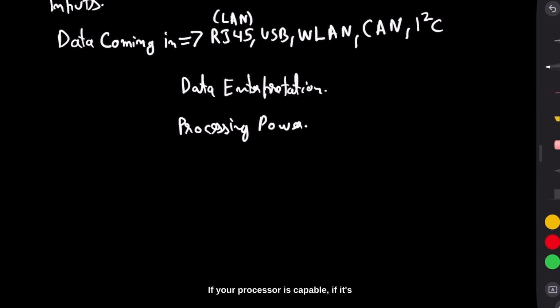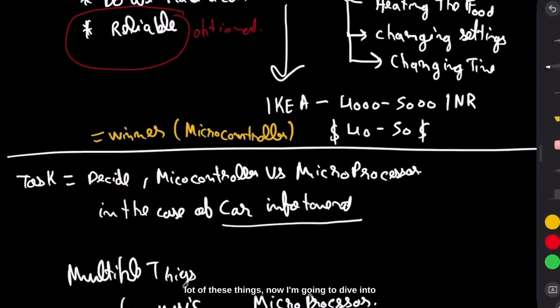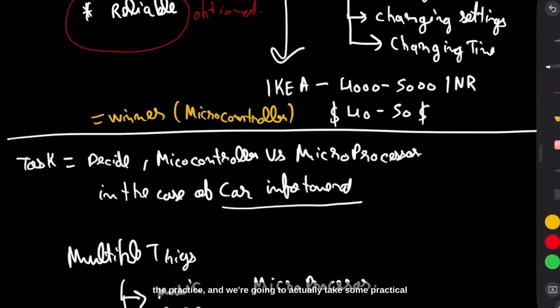Okay, if your processor is capable, if it's powerful, then it's all good to go. Otherwise, it cannot really handle it. So I would want to dive into this thing, but I think since all of you have already understood a lot of these things now, I'm going to dive into the practice, and we're going to take some practical hands-on onto the Arduino, and we're going to see how you can run Arduino on Tinkercad.